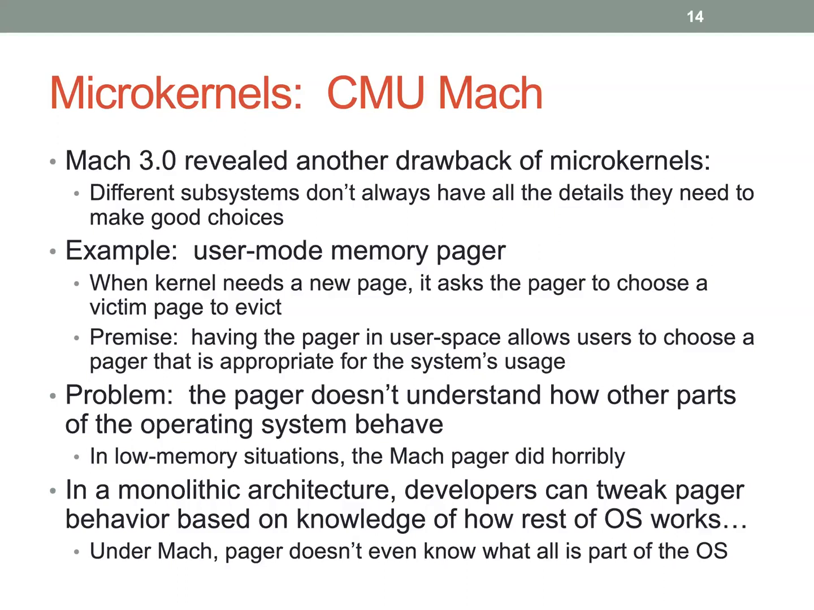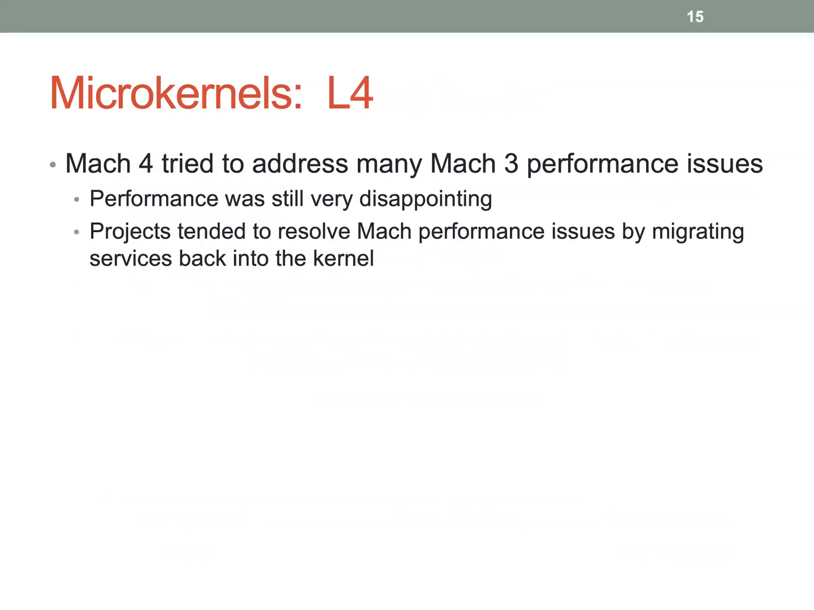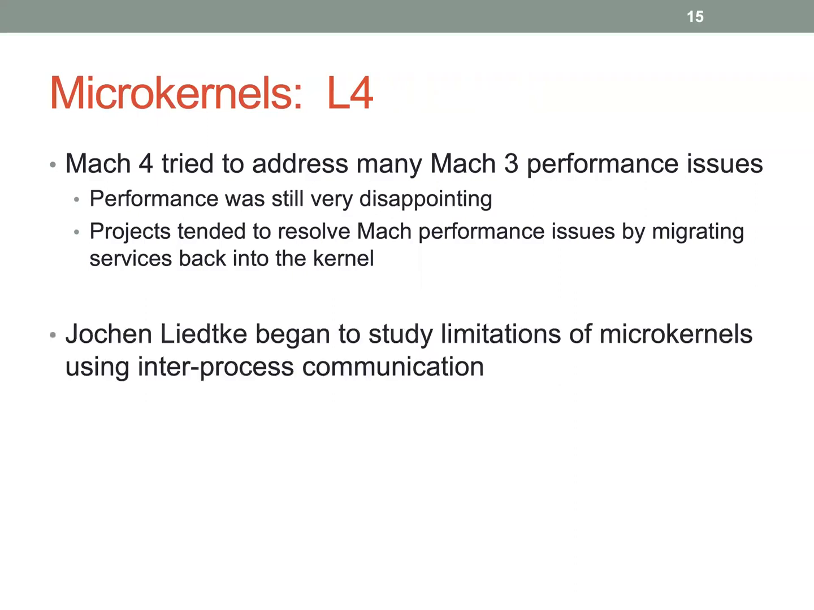Okay, so that was pretty bad. So there was a fourth iteration of Mach called Mach 4, no surprise there. But unfortunately, they just could never really quite resolve the performance issues. So how did people solve the performance issues of Mach? Well, by unmicrokerneling the microkernel. They start pulling stuff back out of user processes back into the kernel. So you can see how it seemed like an appealing approach, but it didn't work out very well in the long run. So then on the scene came this individual named Jochen Liedtke.